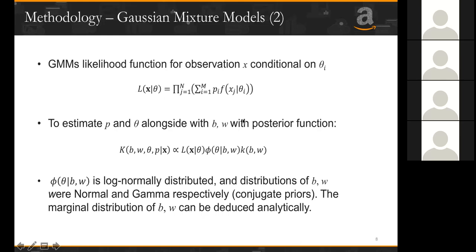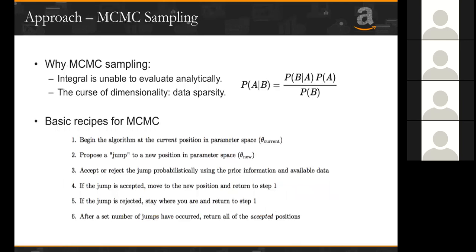Because for theta, the log normal distribution, the distributions of its hyperparameters, mean b and the precision w, were normal and gamma respectively, so they form a conjugate prior. The marginal distribution of b and w can be deduced analytically. So we use Markov chain Monte Carlo sampling to solve this Bayesian inference.